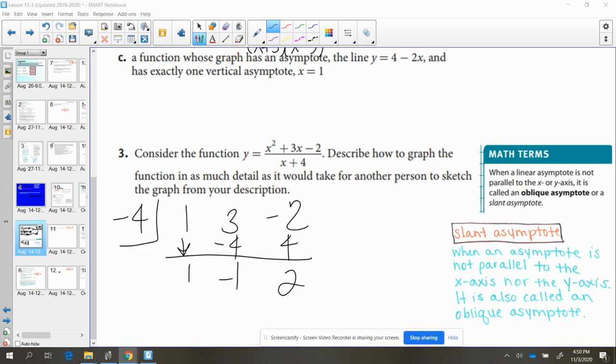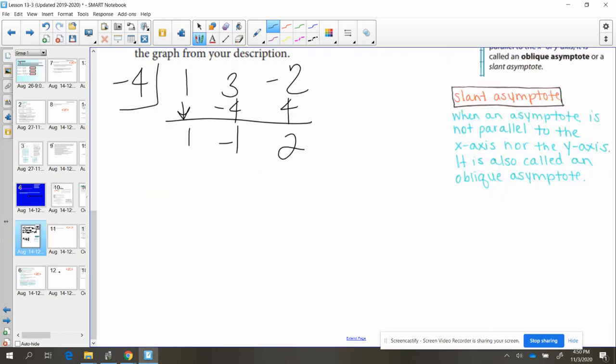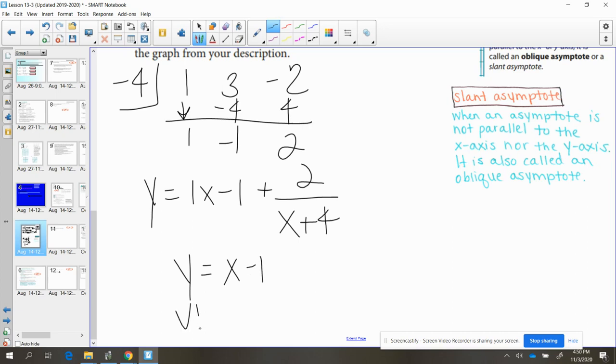And what we would then find is, in this case, we would have y equals 1x minus 1 plus 2 divided by x plus 4, since that was our remainder there. So that our slant asymptote would be at y equals x minus 1, and that vertical asymptote again is at x equals -4. Okay, so we have it back in that format we are more used to.